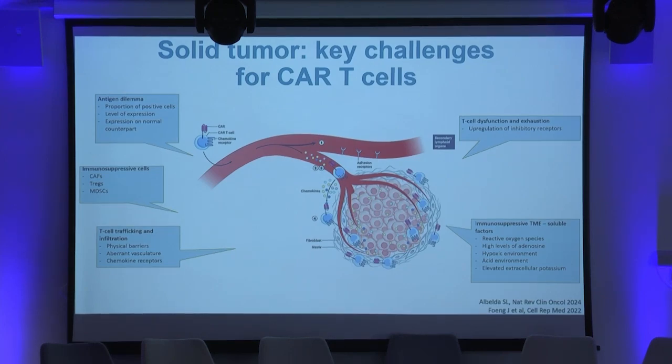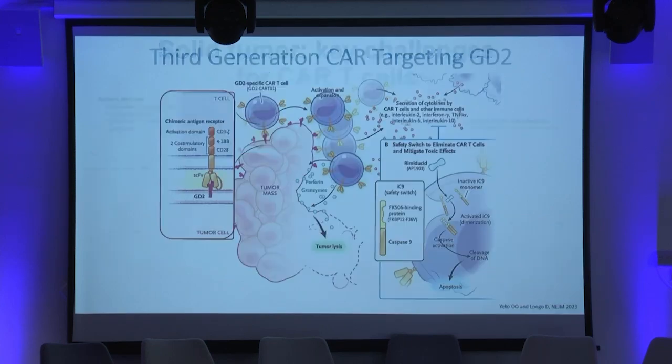I will not go through all the details of this, but this picture is just to show you that the organization and the structure of a solid tumor is much more complex than what we have in leukemia, and several elements of a solid tumor are able to impair the activity of T cells, and this is the reason why CAR T cells have been giving less success in the solid tumor field than in the hematological field.